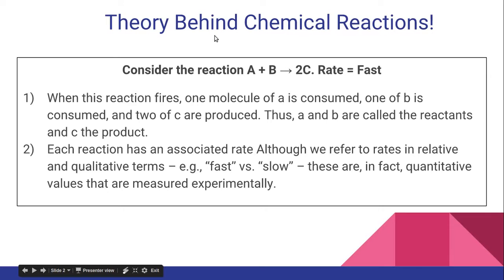Before we begin, let us understand the basic theory behind chemical reactions. Consider the reaction A plus B giving 2C when the rate is fast. When this reaction fires, one molecule of A is consumed, one of B is consumed, and two molecules of C are produced. Thus, A and B are reactants and C is the product. The reaction has a rate equal to fast. Although the rates are relative and qualitative terms, such as fast and slow, these are the values which are measured from experiments.